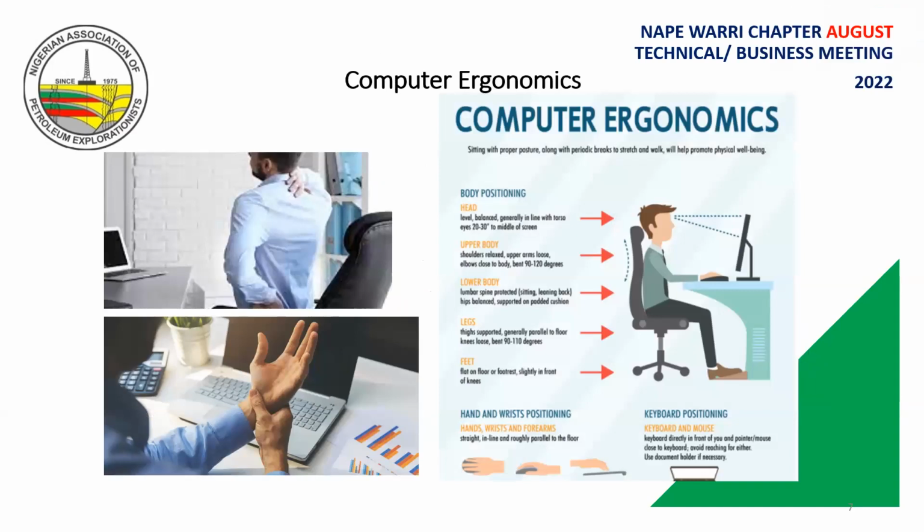So coming back to us, this is what we do. We handle data most of the time, and we're going to focus on computer ergonomics, which is actually sitting with proper posture. So we need to take periodic breaks to stretch and walk, and this will promote our overall physical well-being. If you look at this picture, the head should be balanced, as in you should face the computer squarely. Your upper body, your shoulders should be relaxed.